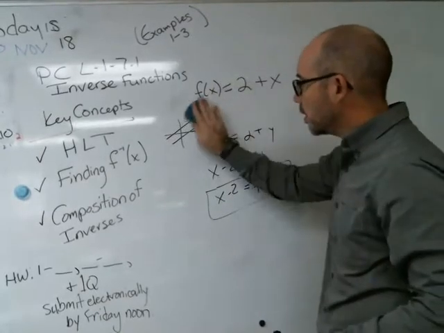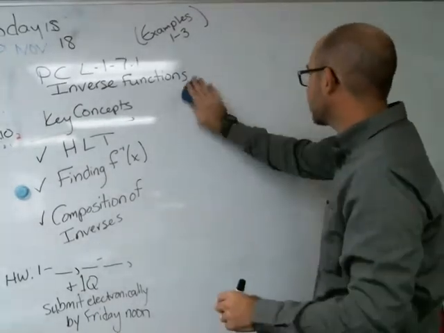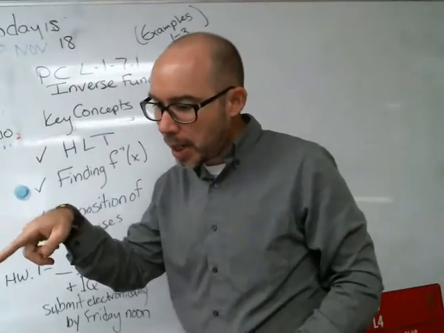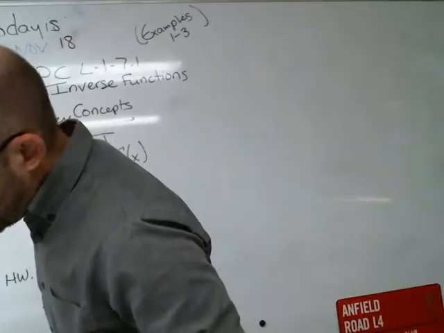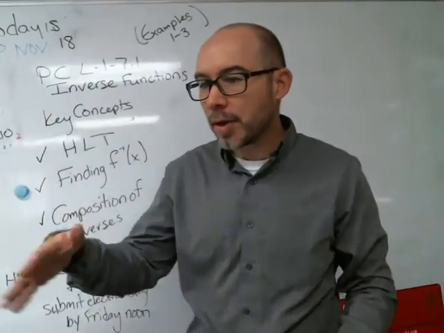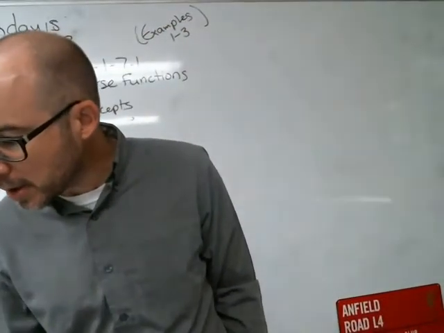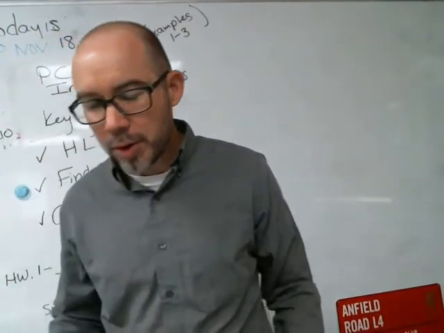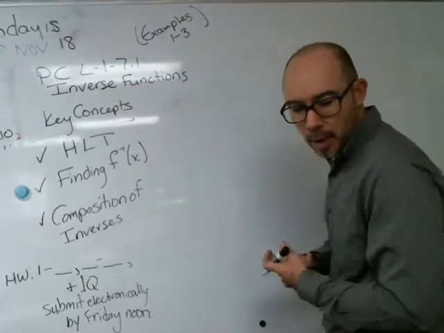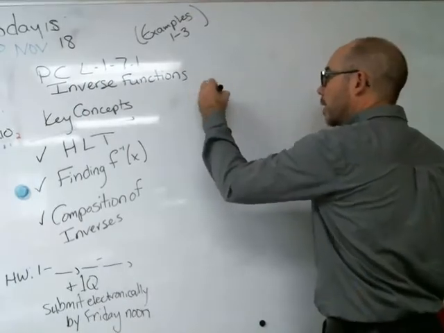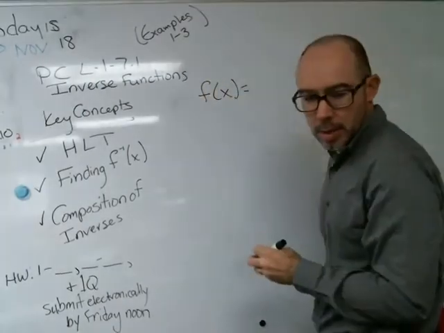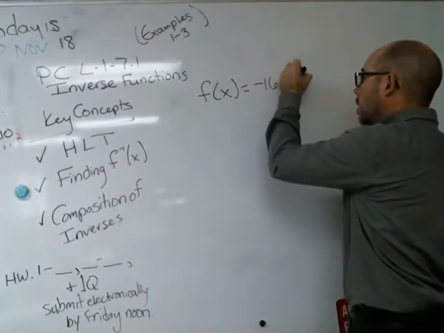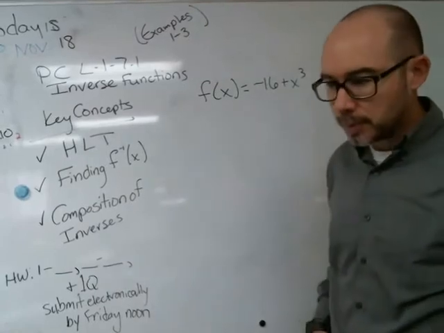Let me give you one that's a little bit more complicated. I'm going to do the guided practice 2A at the bottom of page 67. There's other examples that you could look at there on page 67 for finding inverses. And again, we're doing this algebraically. So I'll give you this one. F of x is negative 16 plus x cubed.